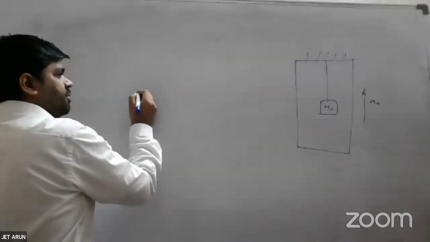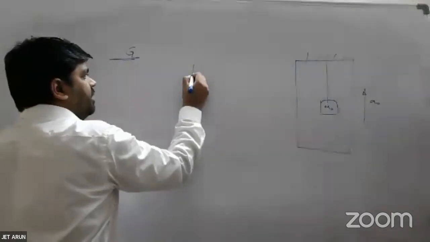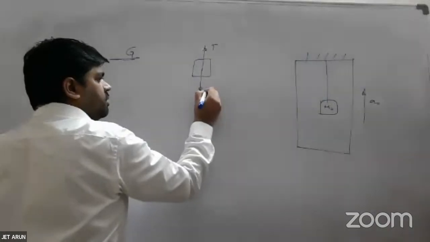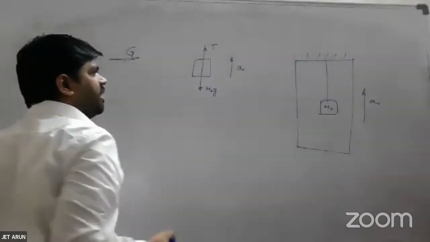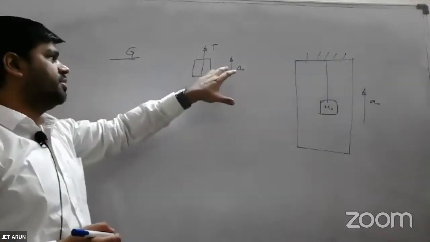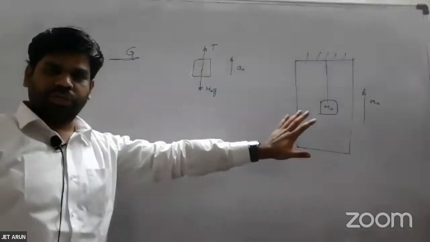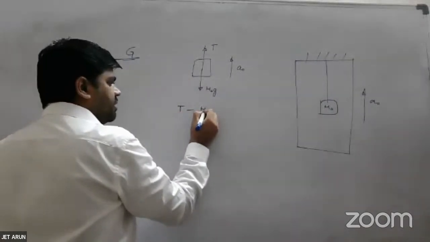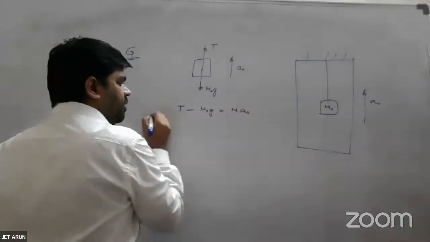So with respect to ground, let us solve it with respect to ground first. With respect to ground, what is the FBD? Tension, m naught g, acceleration m a. All right, this is from ground. This is the FBD and MAD. Both together, I've got the complete picture of the block. So I can write the equation now. The equation would be T minus m naught g equal to m into a.